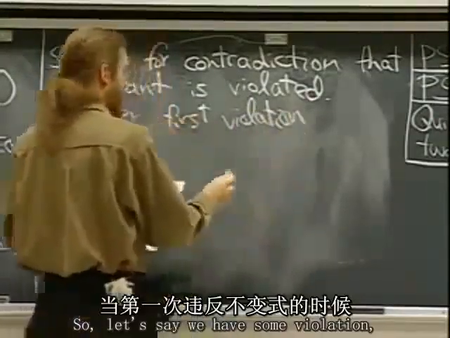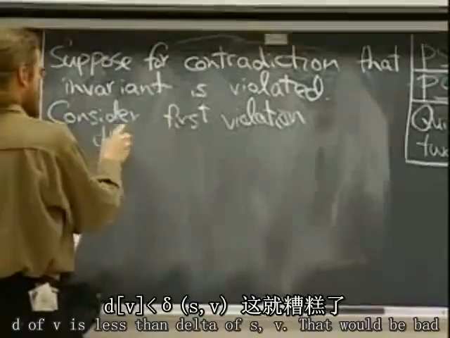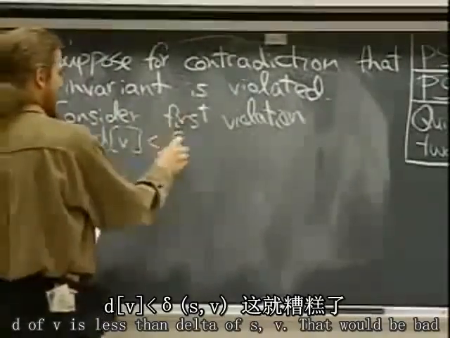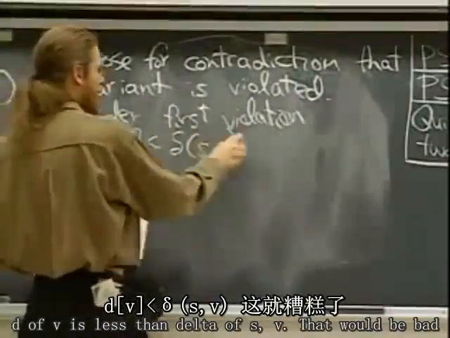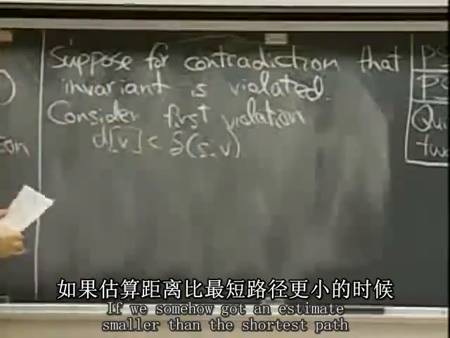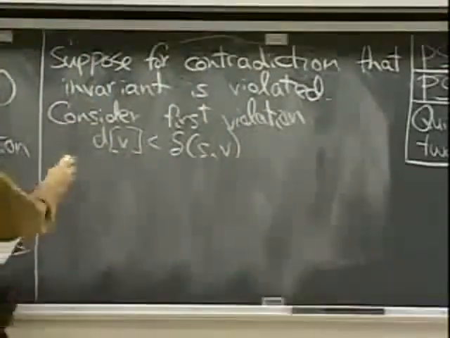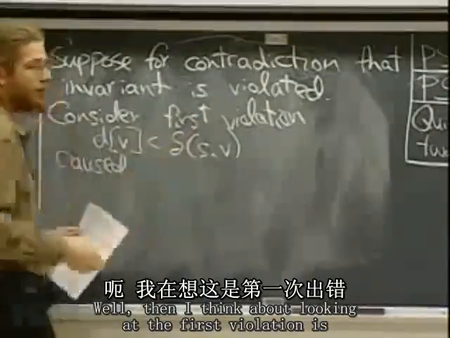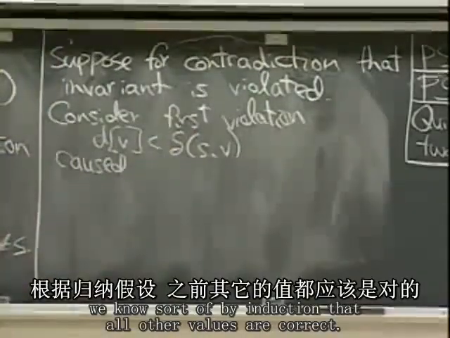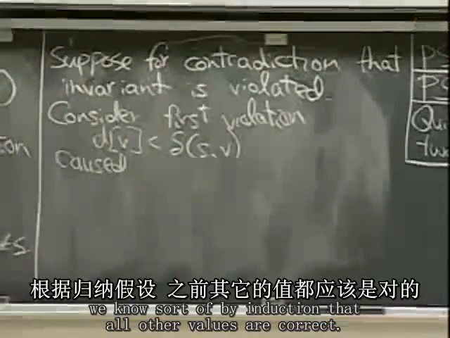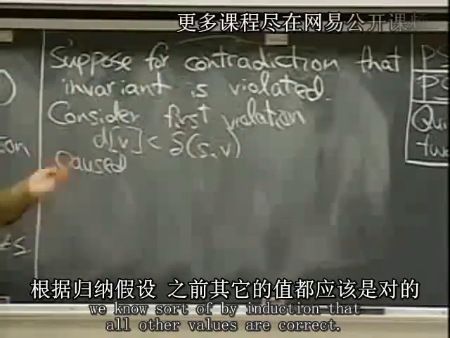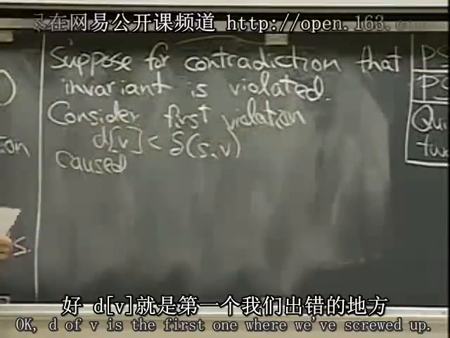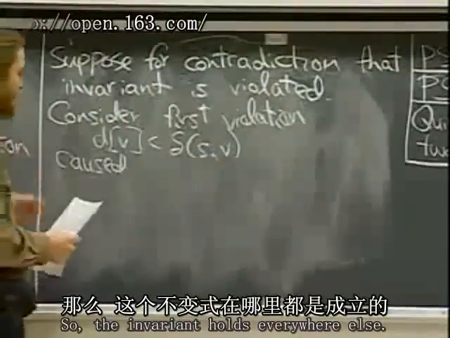Let's say we have some violation d of v is less than delta of s comma v. That would be bad if we somehow got an estimate smaller than the shortest path. The nice thing about looking at the first violation is we know by induction that all previous, all other values are correct. d of v is the first one where we screwed up, so the invariant holds everywhere else.